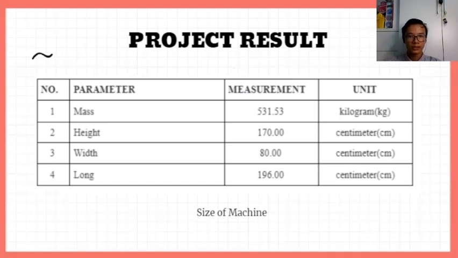This is the project result. We have a mass of 531 kilograms, height is 170 centimeters, width is 80 centimeters, and length is 169 centimeters.